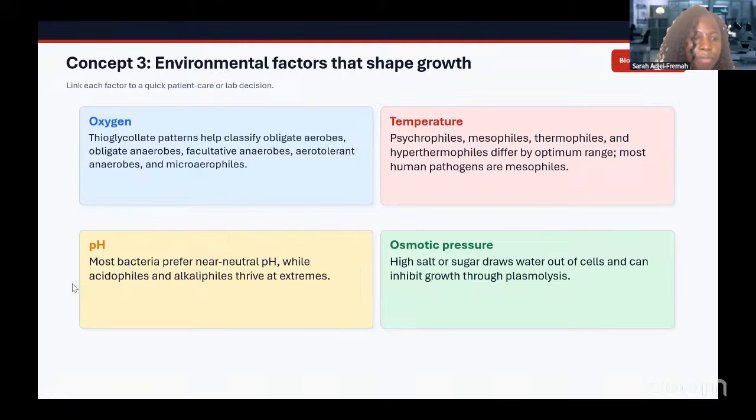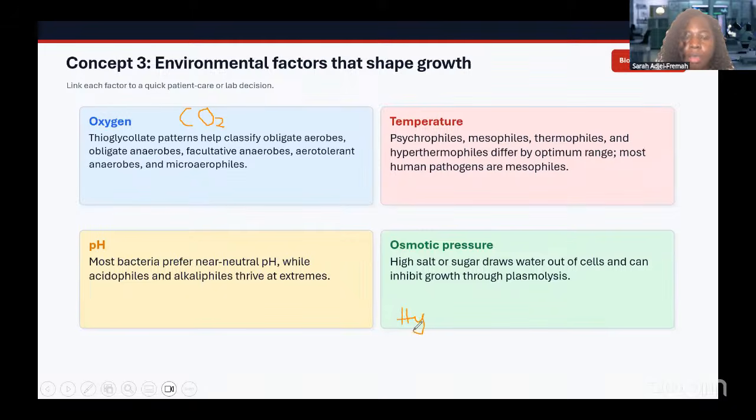So let me put it in right here. In terms of the gas, oxygen is needed, and carbon dioxide is also needed as one of the gases. Temperature is also important. pH is also important. And osmotic pressure, as well as hydrostatic pressure. So let's start first with oxygen.